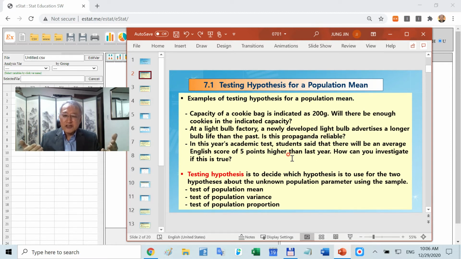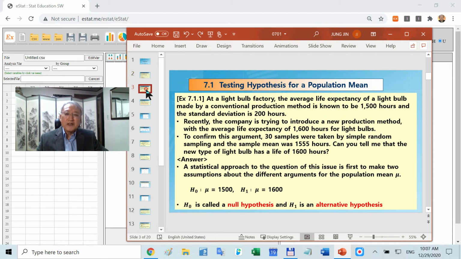As a researcher, you can decide what that hypothesis is. Suppose there are two types of hypotheses. Which one is right? We call that testing hypothesis. In this textbook, there are three categories. One is the test of population mean. The second is the test of population variance. The third is population proportion. Let's do the testing hypothesis of population mean.